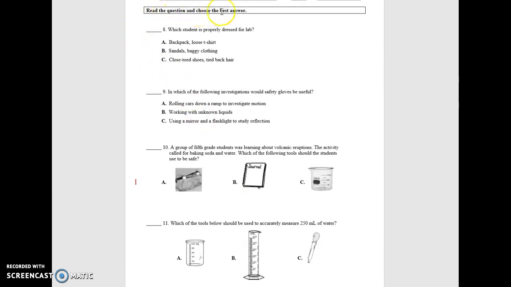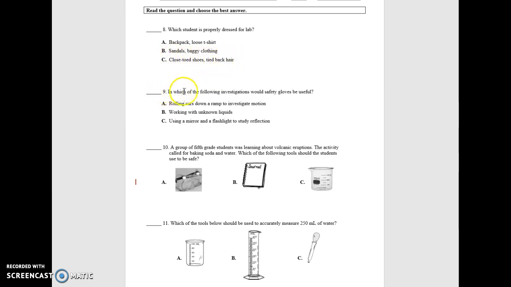Read the question and choose the best answer. Number 8. Which student is properly dressed for lab? A. Backpack, loose t-shirt. B. Sandals, baggy clothing. C. Closed-toed shoes, tied-back hair.